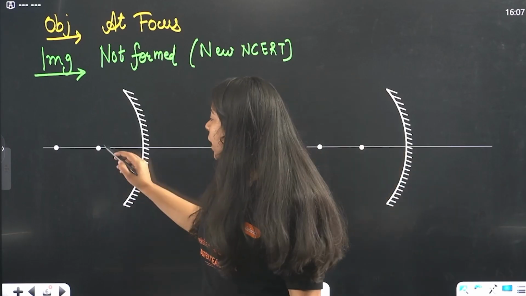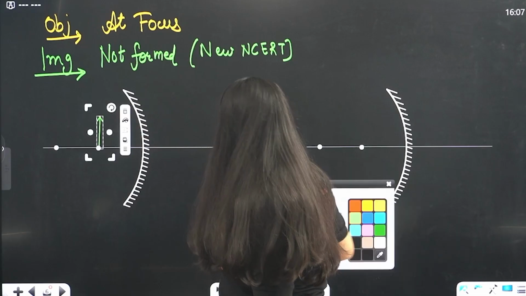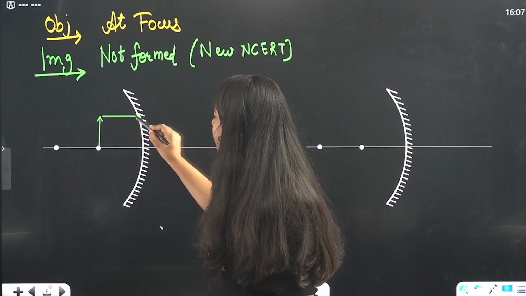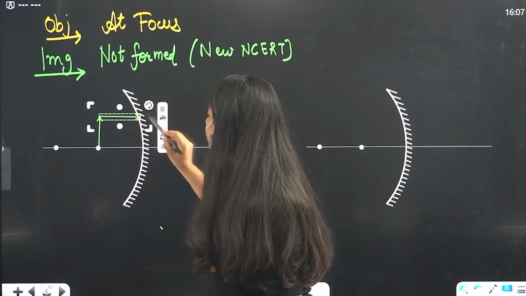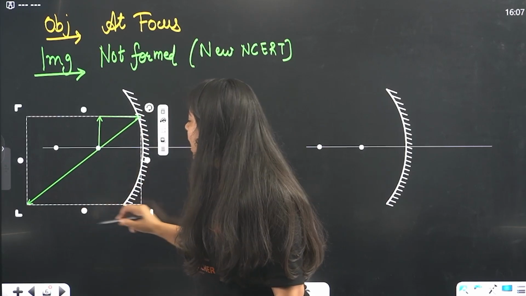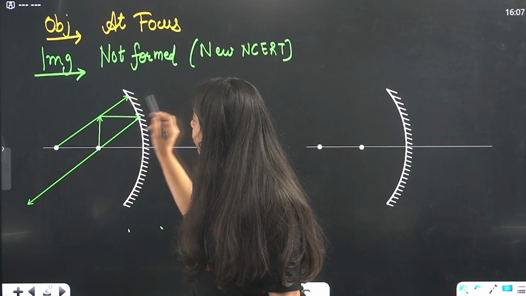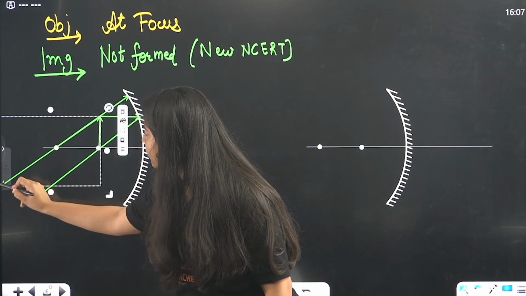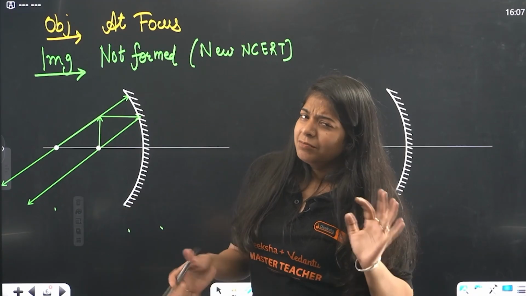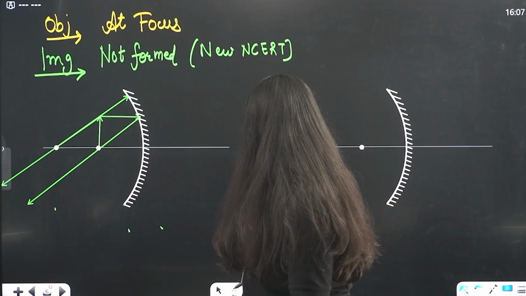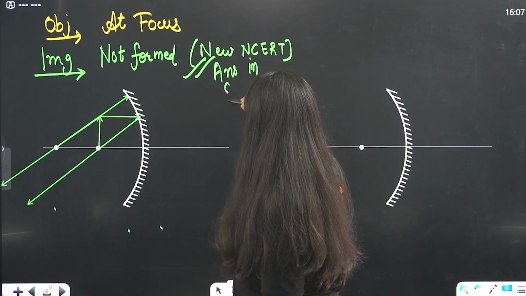But what you have to do, you will place the object at focus, and rays will come like this. And wait, let me delete it. The rays will come. It will pass from focus, right? And another ray will go from the center of curvature. It will come back the same path, and we see these rays are parallel. So the image will be formed at infinity or not formed. But if you have to write the answer in the exam, this is the answer in exam.